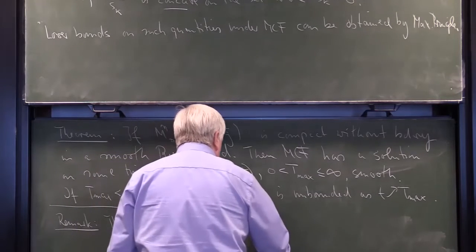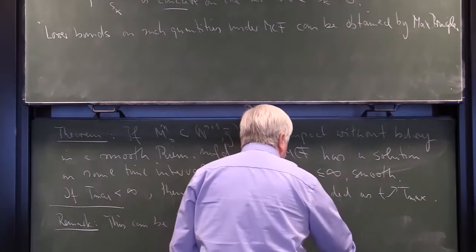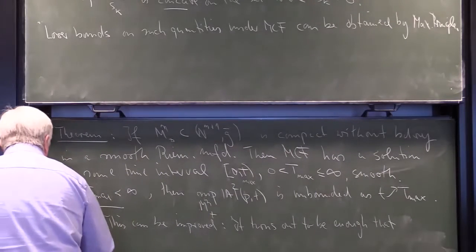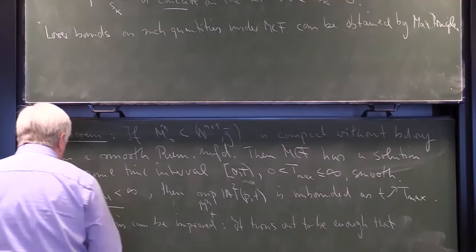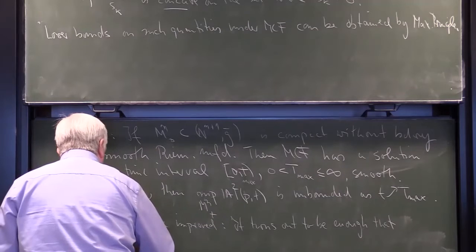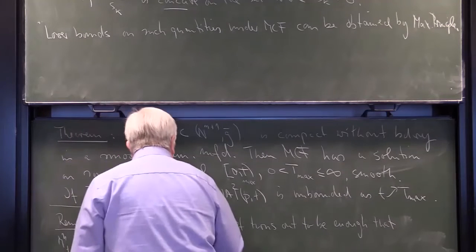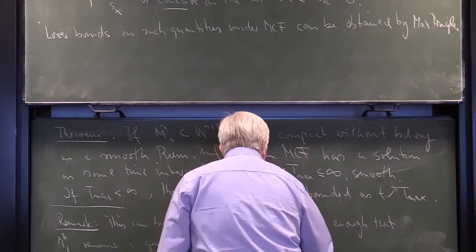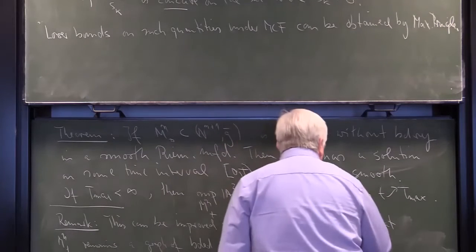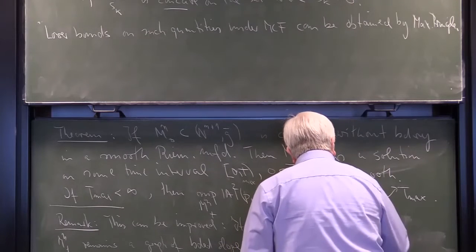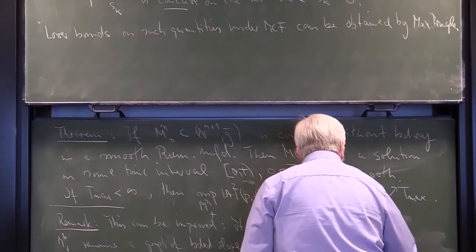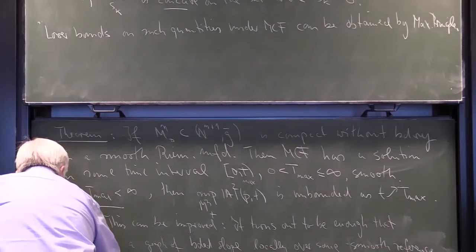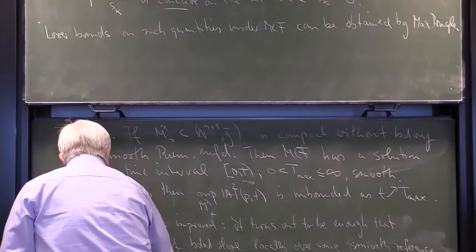It turns out to be enough that MNT remains a graph of bounded slope locally over some tangent plane or over some smooth reference surface of a uniform size.